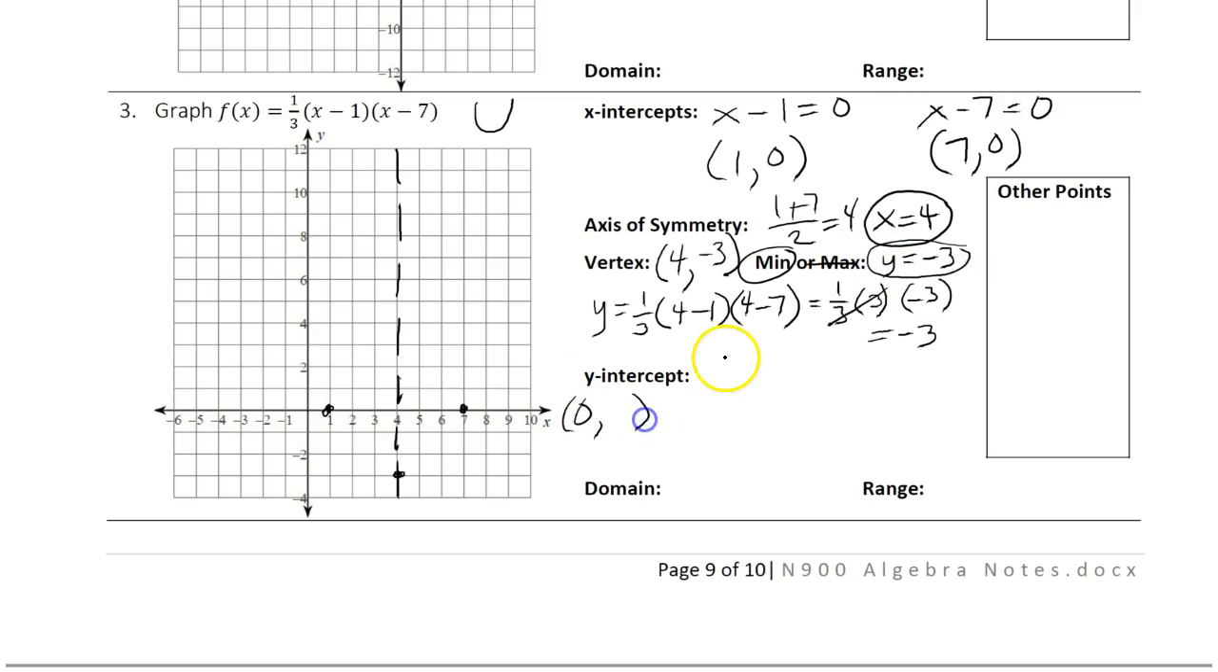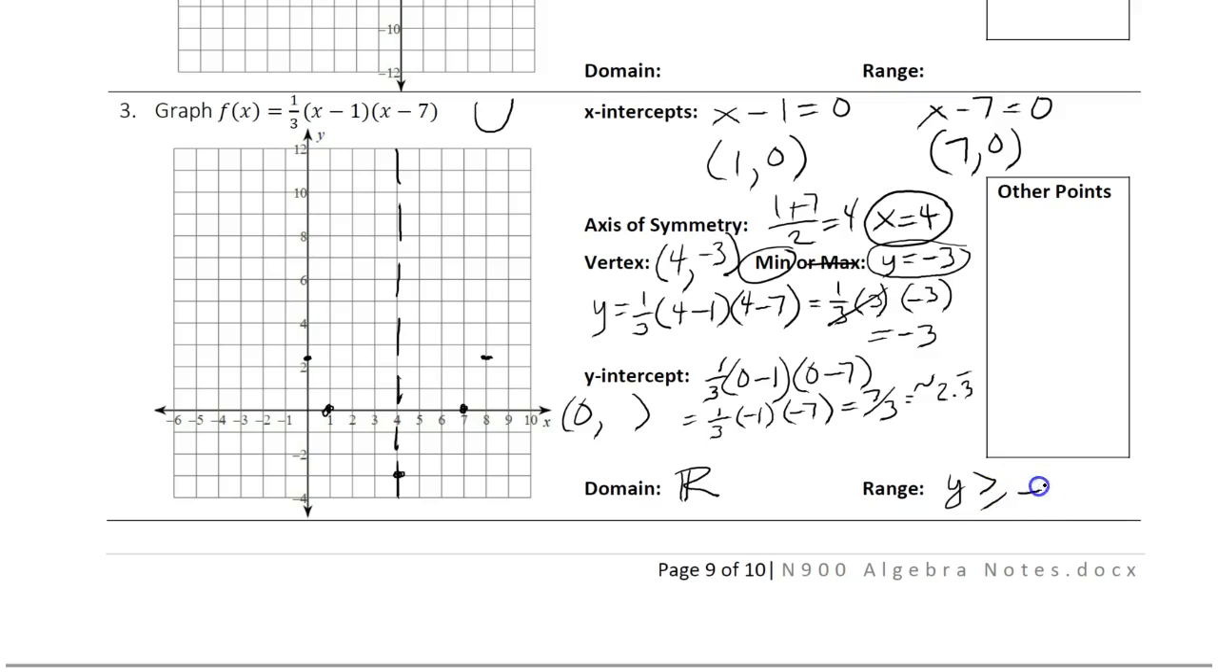Plug in x equals 0 to find the y-intercept. The y-intercept is 1/3 times 7, which is approximately 2.3. The domain is all real numbers. The range is y is greater than or equal to -3.